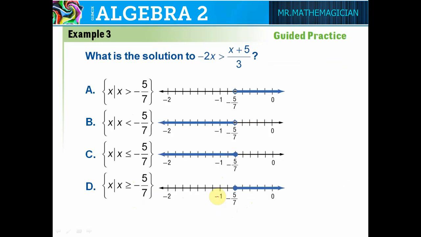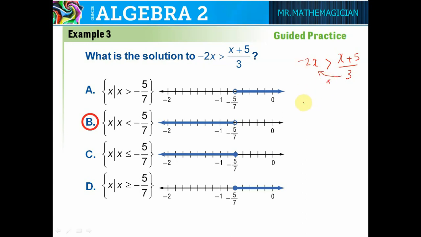Now this is your turn to solve. Pause the video and try to solve, and make an accurate choice, whether it's A, B, C, or D, and you will find it, yes, B. Let me show you how. The original inequality is negative 2x greater than (x plus 5) over 3. Now I will take this number and multiply it by the other side.